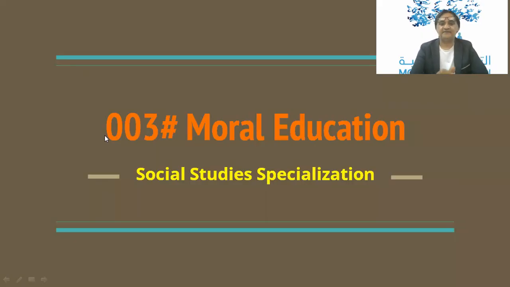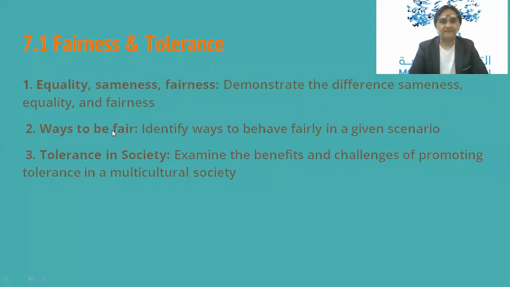So let's go to the lesson and let's see. I'm going to share the screen first. Social studies, lesson 3, moral education. First, this is the part taken from 7.1, fairness and tolerance, and these are the topics you have to go through. I'm going to tell you from where you can get them, and what concepts and skills you need to read.